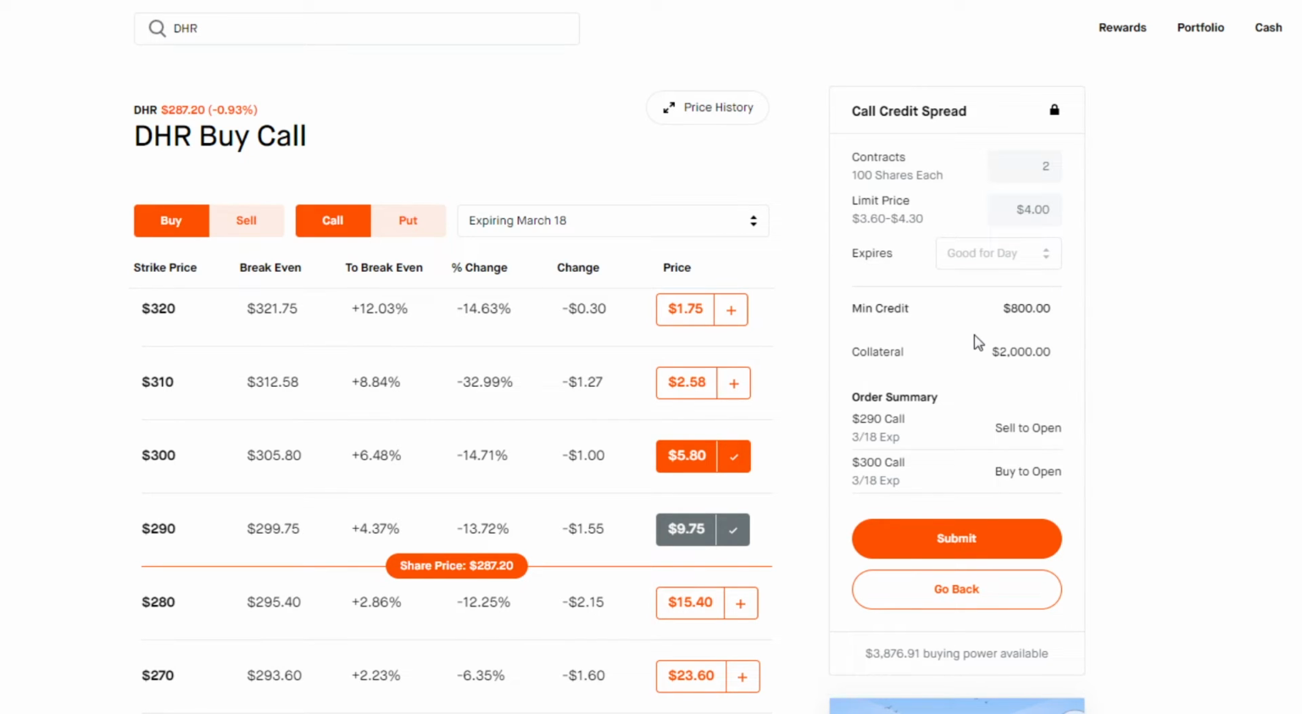If you want to trade more, trade more. Now this is where risk management comes in. This is where you have to tell yourself, are you okay losing the maximum amount, which would be $600 per contract? If you're not, don't make that trade.